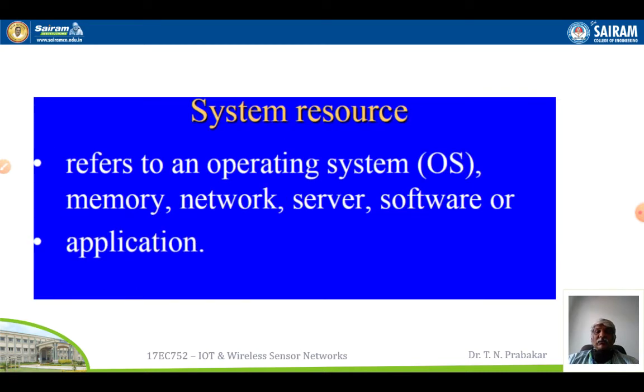The system resource refers to the operating system, memory, network, server, software and applications. Normally a system resource is both a hardware resource and a software resource. It covers what processor is available, what memory, what operating system, what software, and what supporting applications are available. The collection of all these things forms the system resource needed to execute one particular application.